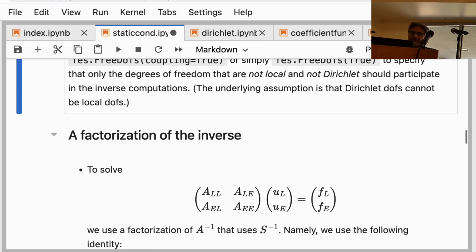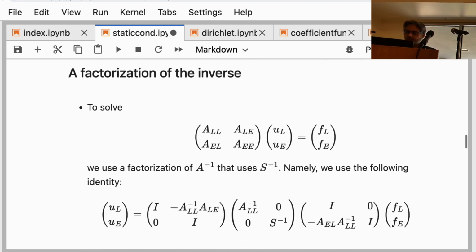Okay, how is that useful? Of course, we want to invert this matrix. The inverse of this matrix has this form. This is the factorization I was mentioning. It's a factorization into a product of three matrices, and the inner matrix has this Schur complement inverse, which we made. So if we can make this and this and this, then we can implement this formula, and that's the static condensation formula. So how do we make these things?